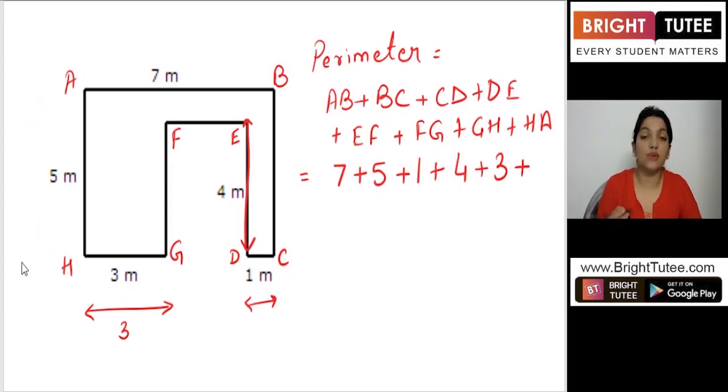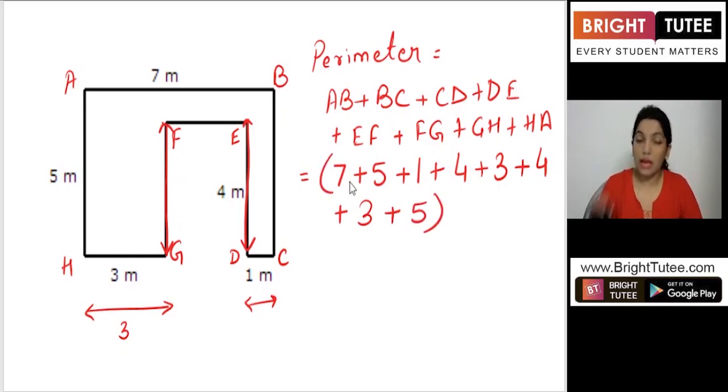Okay, we don't even have to calculate anything. FG, this particular side here, is equal to ED, right? So let us write 4 for FG here as well. Now, the next one we have got is GH, that is 3 meters. Then we have got HA, that is 5 meters.